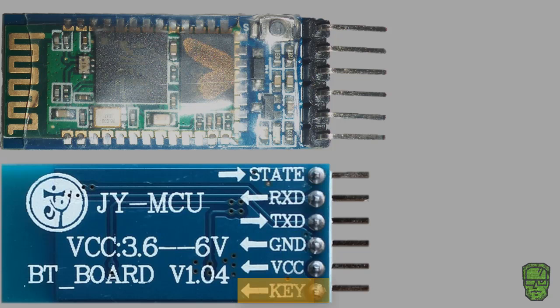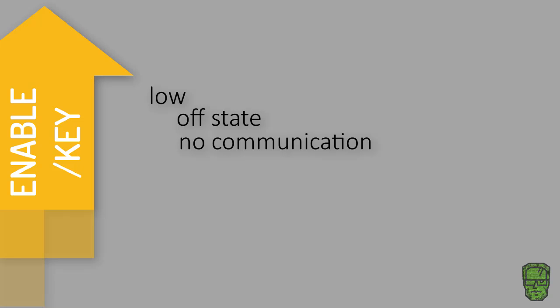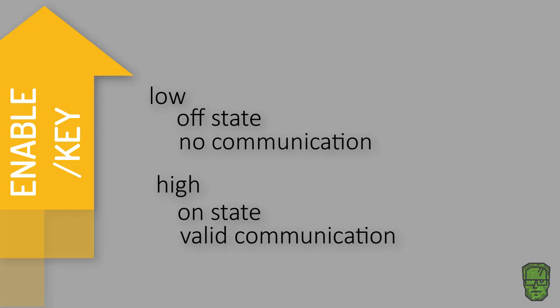And the last pin you can see is the key. In some modules you will find enable instead of key. It hardly matters, both are the same. When enable or key is low, the module will not turn on and it fails to communicate. When enable is left open or connected to 3.3 volts, the module is enabled and ready to communicate.